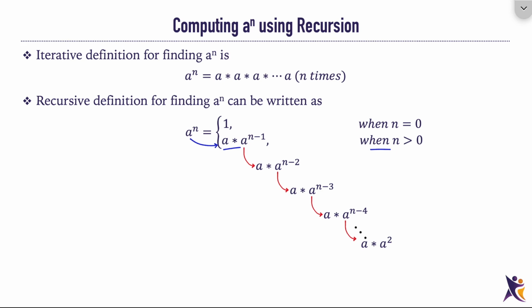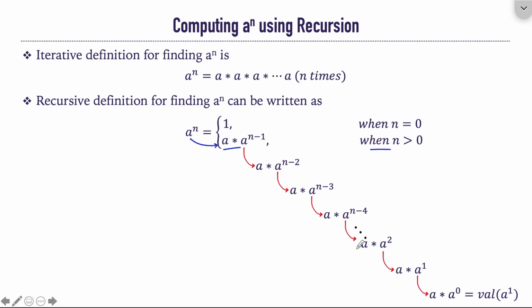Even a power 2 can be written as a into a power 1. Finally, a power 1 can also be written as a into a power 0. At this point in the term a power 0, n is equal to 0, right? So when n is equal to 0, a power n is equal to 1. So when we substitute a power 0 with 1, we get the value of a power 1. So this value is actually the value of a power 1, which is its caller.